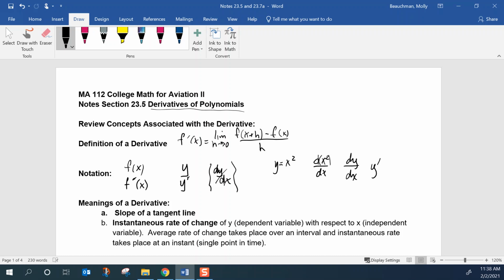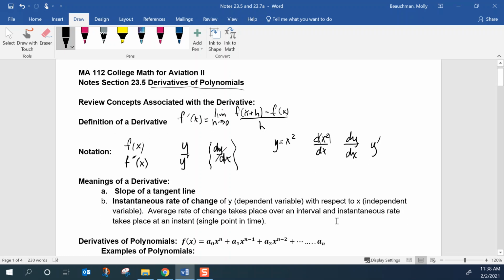Just to be able to distinguish between the different types of notation, they all mean to do the same thing. The meaning of a derivative is the slope of a tangent line at any particular point on the original graph. What that also means is an instantaneous rate of change of y, the dependent variable, with respect to x, the independent variable. Average rate takes place over an interval, and instantaneous rate takes place at an instant or a single point in time.